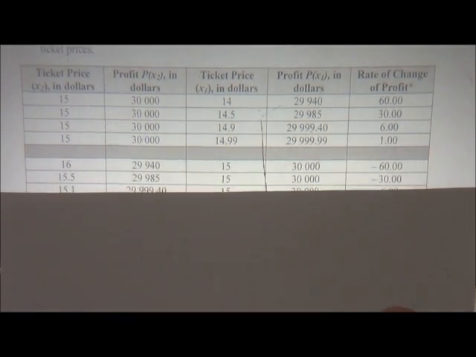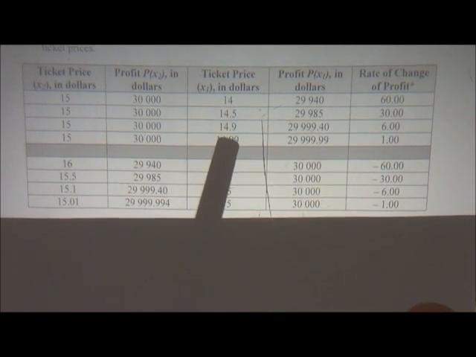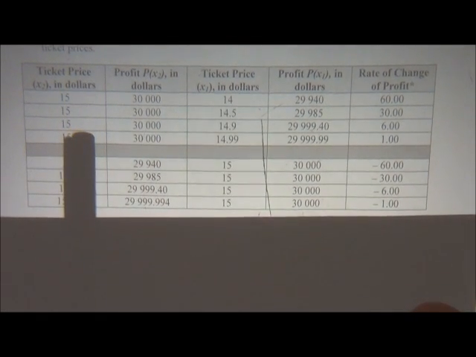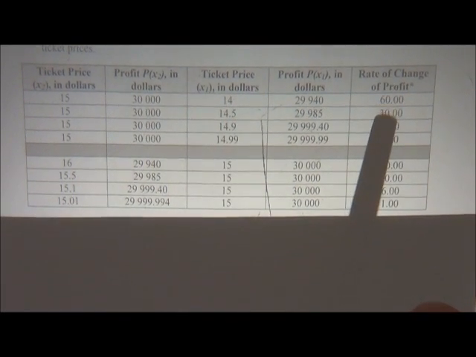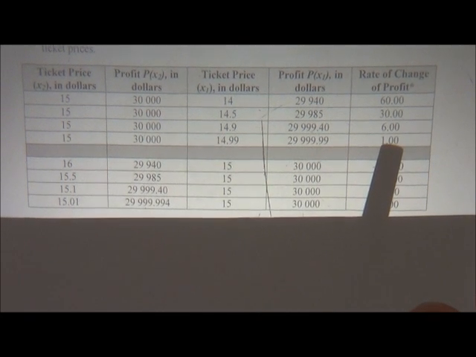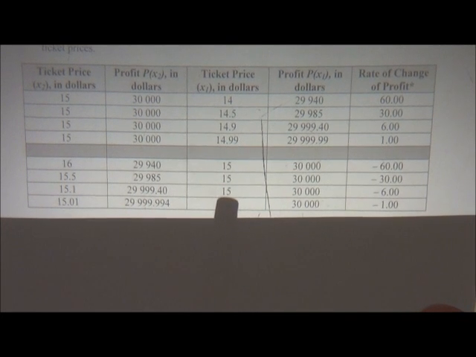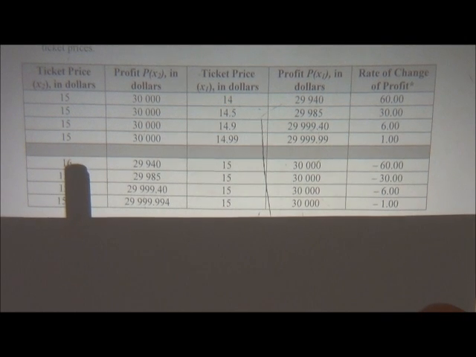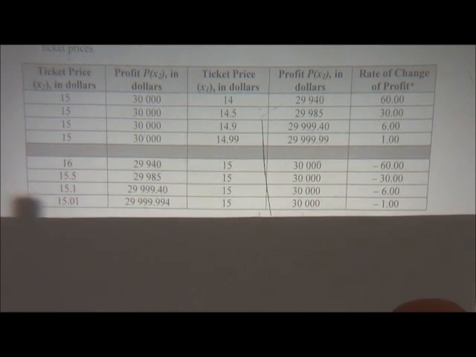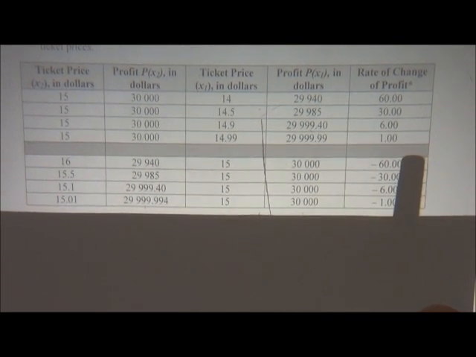Okay, so we see that as we have the preceding interval, as we approach the ticket price of $15, we go from 14 up to $14.99, and the rate of change of profit goes from $60 all the way down to $1. And then in the following interval, we have the ticket price of $15 that stays constant, and the following interval starts at $16 and decreases down to $15.01, and the rate of change of profit goes from negative $60 down to negative $1.